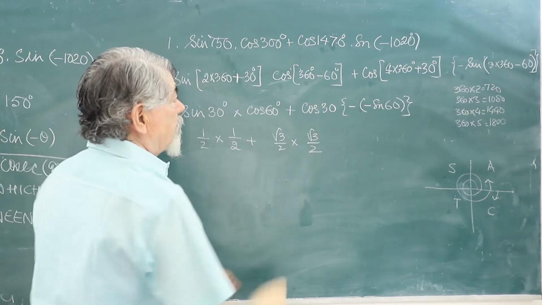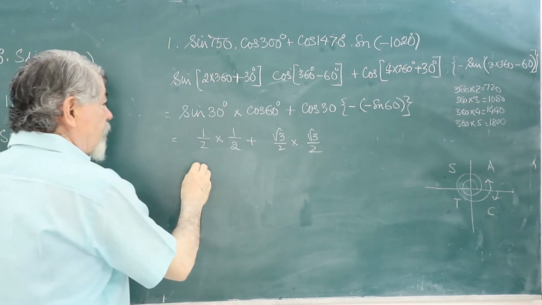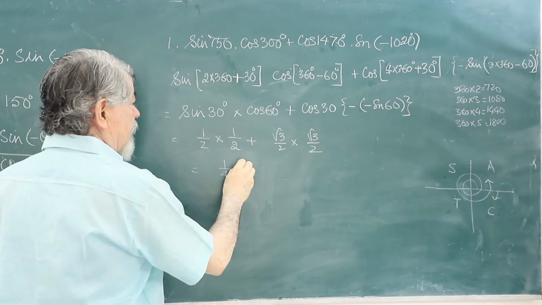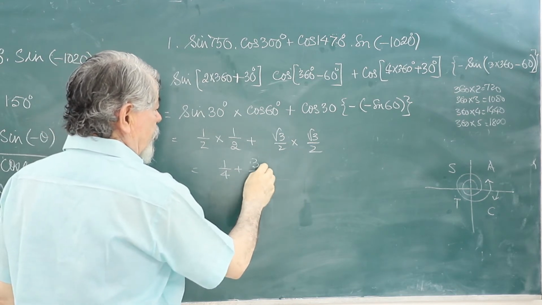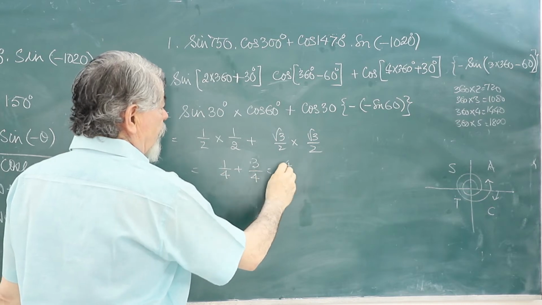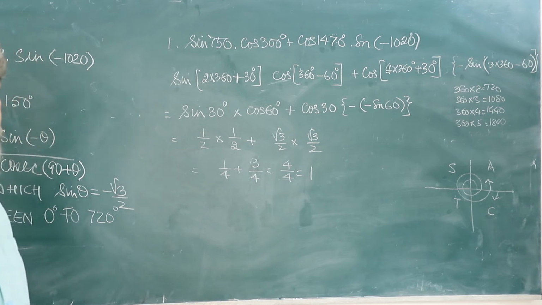Minus into minus will become plus. So it will be 1 upon 4 plus root 3 into root 3, which will be what? 3 upon 4. So it will be 4 upon 4. So your answer will come out to be 1.